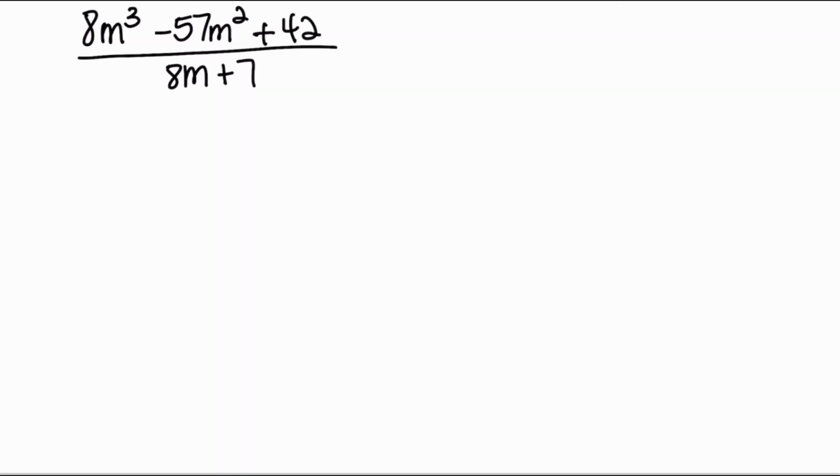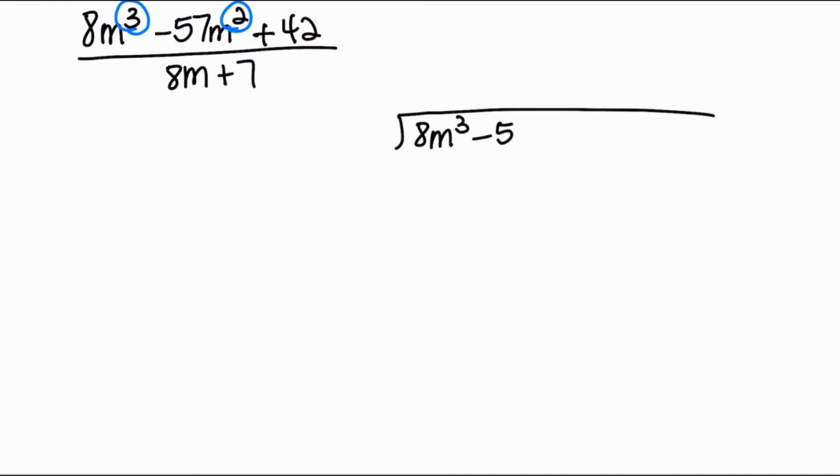Okay, let's go ahead and try our last problem. Remember, the first thing we want to check is to make sure we have every power accounted for. So I have to the third power, I have to the second power, I don't have to the first power, which means that I'm going to add a placeholder. So when I set up my problem, I'm going to write 8m cubed minus 57m squared plus 0m, because that's the power that I'm missing, so the placeholder is to put a 0 in front, plus 42. Okay, so now I have every single power accounted for, and that's being divided by 8m plus 7.